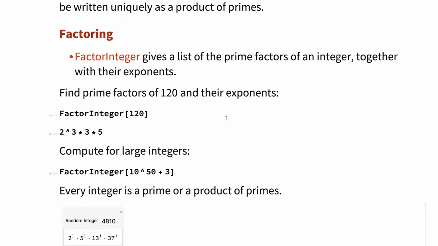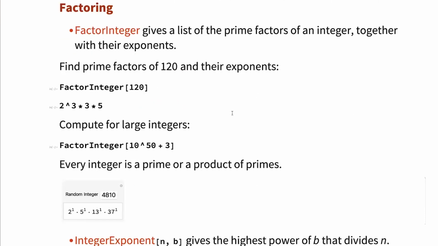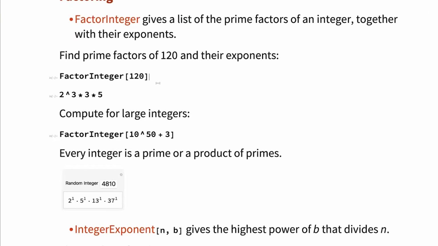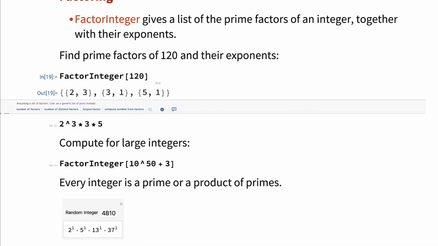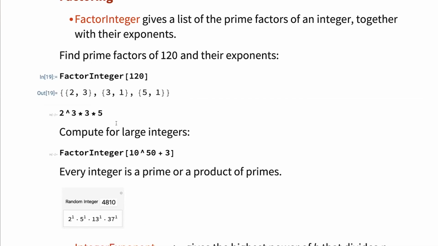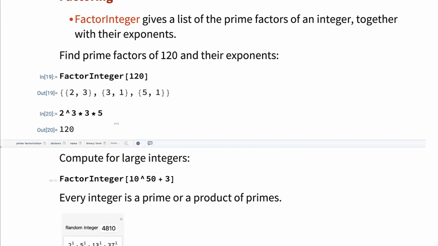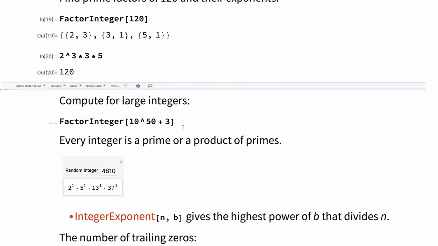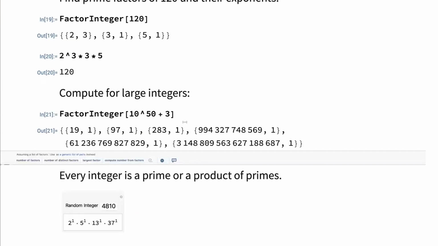And here, of course, the most important function is FactorInteger, which gives a list of the prime factors of an integer together with their exponents. For example, we can find the prime factors of 120 and their exponents by doing this. And we can check that indeed 2 to the power of 3 times 3 times 5 is 120, and this is the unique representation. Or we can compute it for very large integers and see that indeed it is very quick and see that the factors are really, really large.